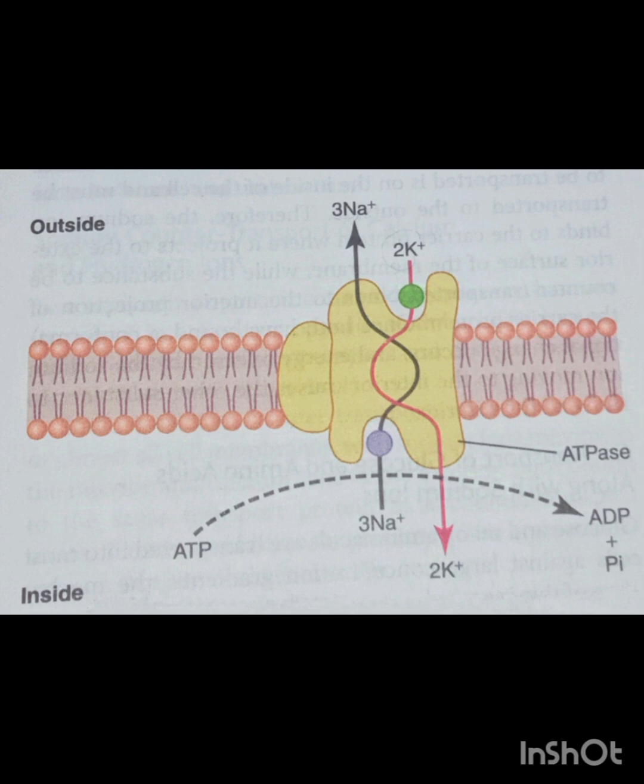Now what happens is that this splits one molecule of ATP into adenosine diphosphate, liberating the high energy phosphate bond of energy. This energy that is liberated is believed to cause a chemical and conformational change in the protein, thus extruding the three sodium ions outside and two potassium ions to the inside against the concentration gradient.